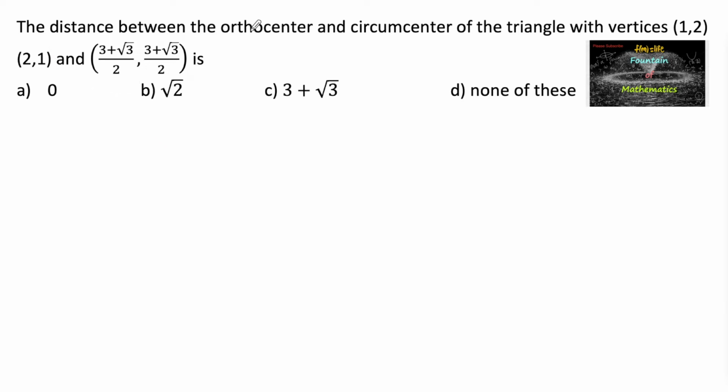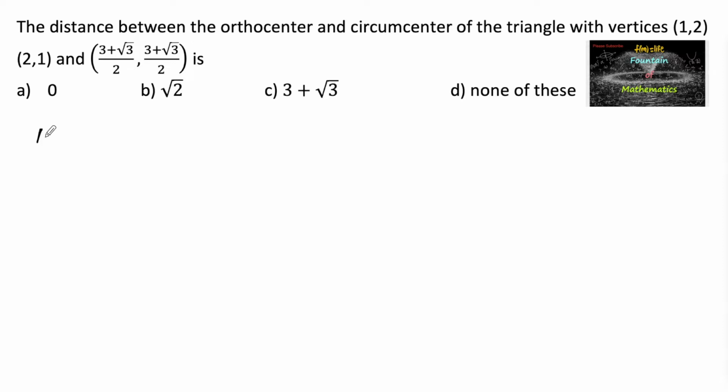The problem asks for the distance between the orthocenter and circumcenter of the triangle with vertices (1, 2), (2, 1) and ((3 + √3)/2, (3 + √3)/2). Since the points are given, let's find the distances between these points.